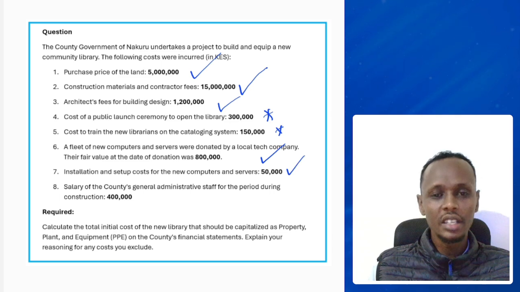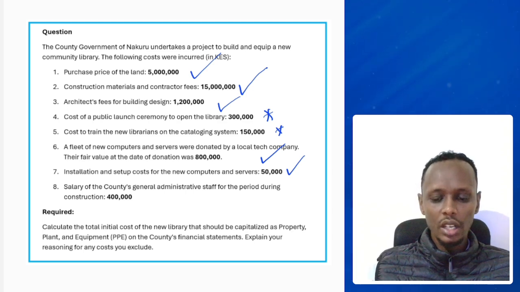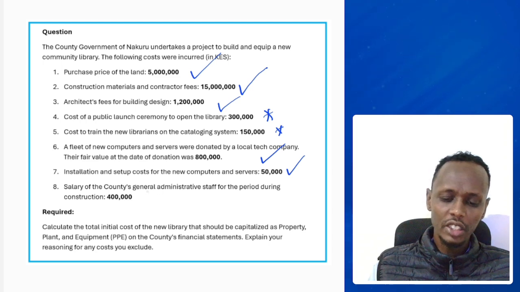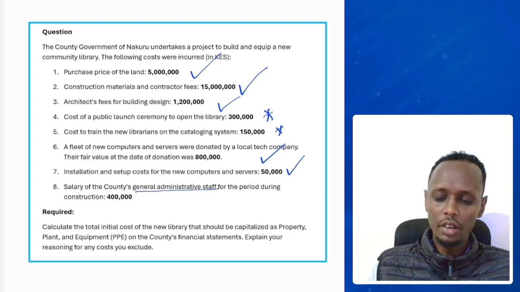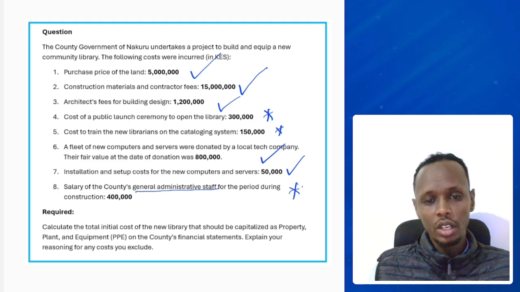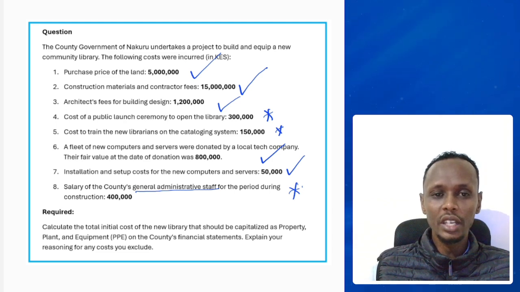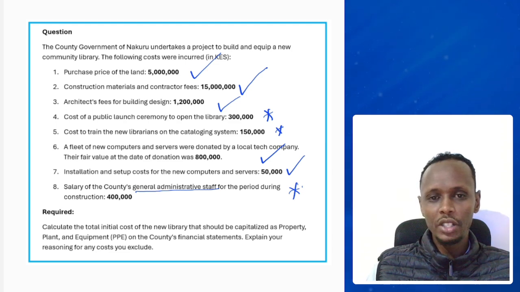Installation and setup, yes, the cost can be attributed directly. And then what else? Salary. If it is bringing the asset to its present condition and location, yes, but here you are told it is general administrative staff cost, and therefore it won't form part of the cost. So what we will do is add up what I have ticked, and you will get your initial cost. So that is our initial measurement.